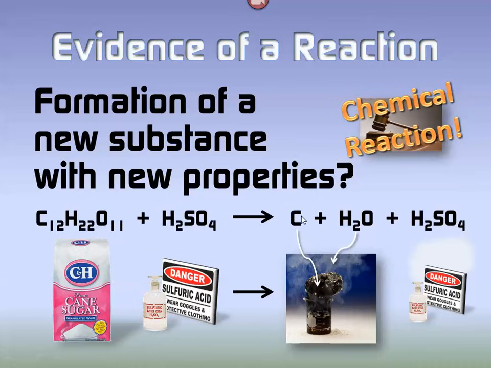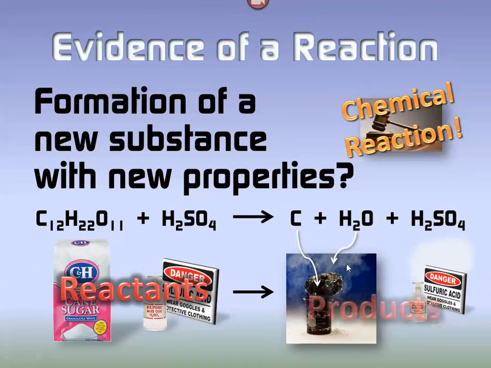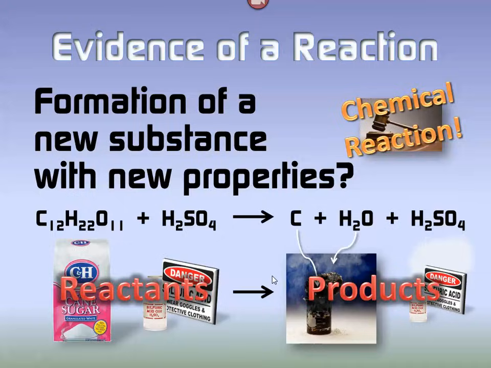So again, what you've got here is new substances, new properties, and a nice little pile of carbon there, which is what you are, a pile of carbon. And me too, we're carbon-based life forms. So the reactants produce the products as they undergo a chemical reaction.